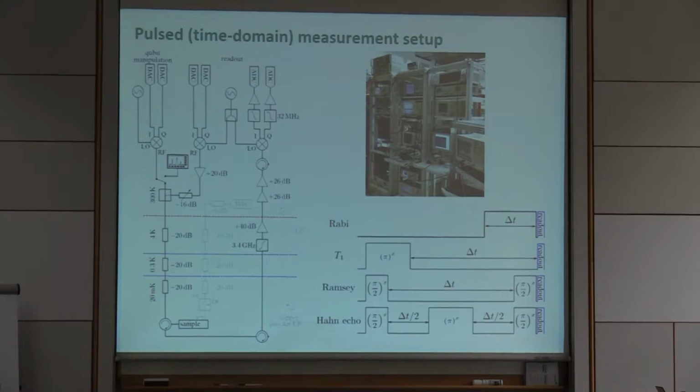Lifetime measurement, that's just a pi pulse, waiting for delta t so it relaxes back to the ground state, doing the readout. There's a Ramsey measurement, which is a pi over 2, a wait time, pi over 2, or a Hahn echo measurement, that's pi over 2, a wait time of delta t over 2, a refocusing pi pulse, and another wait time of delta t over 2, followed by pi over 2 and a readout pulse. So these are the typical sequences.